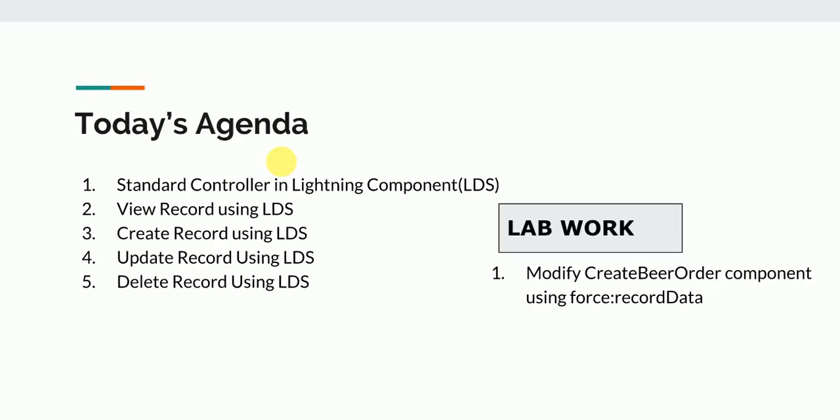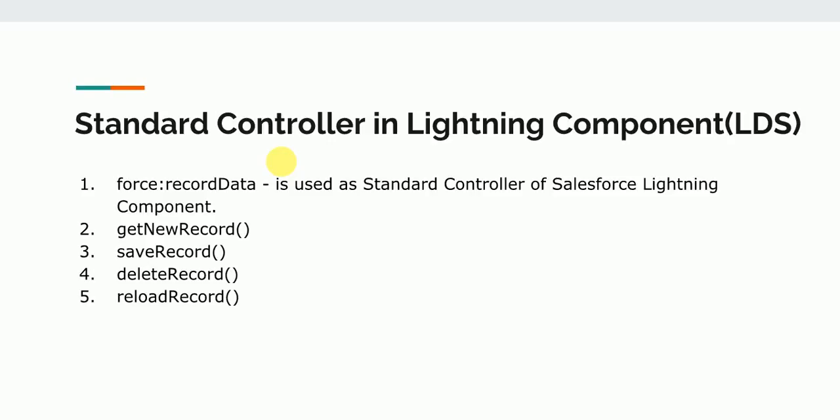and that will be using the Lightning standard controller, which is also force:recordData. When we say Lightning standard controller, it is the same as a Visualforce controller, and Visualforce has its own standard controller. Lightning components also have a standard controller, known as a tag, force:recordData. This standard controller works the same as for the Visualforce page, working for a single record at a time, and we can create records, save, update, delete, or reload the records with the updated values.